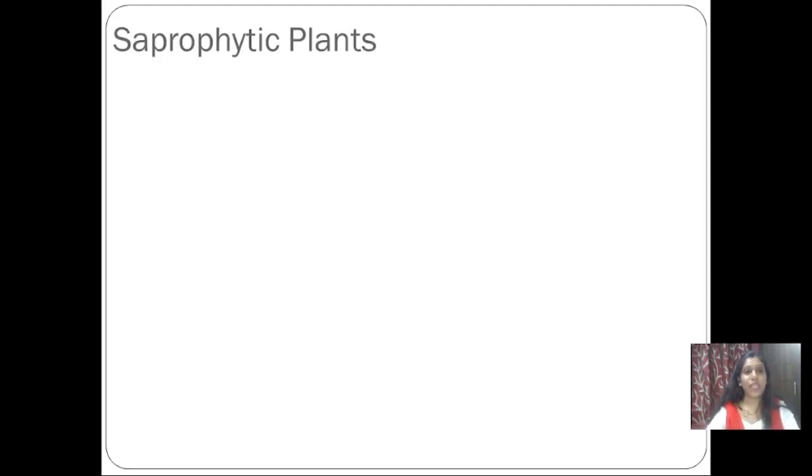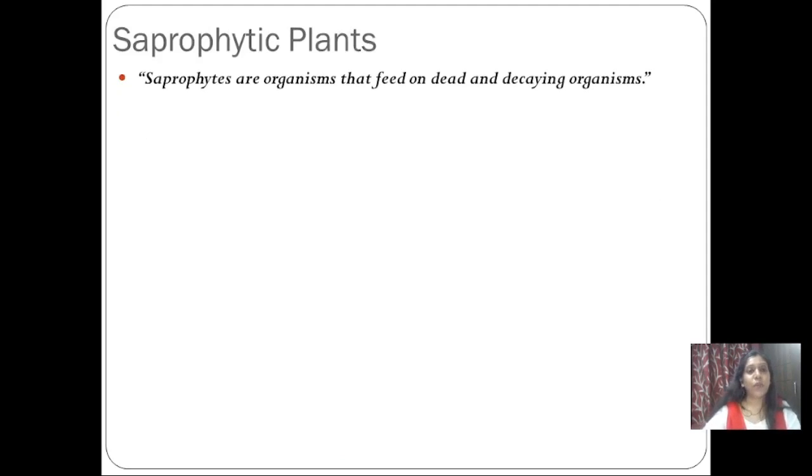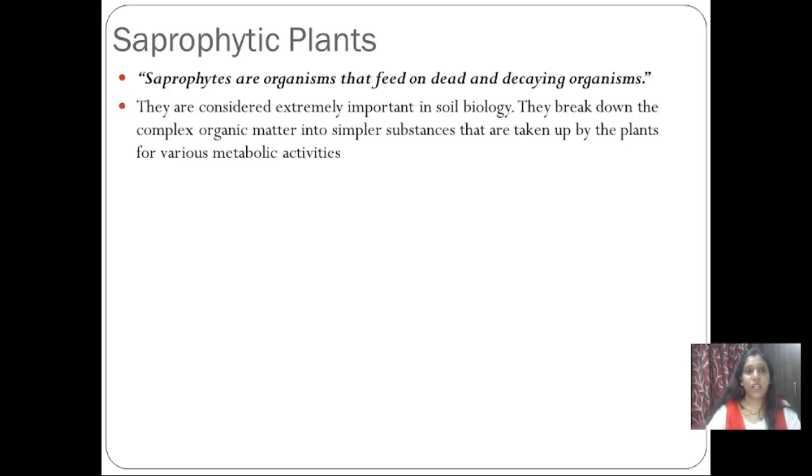Let us move to our next type, which is saprophytic plants. Saprophytes are organisms that feed on dead and decaying organisms. They are considered extremely important in soil biology. Why? Because they break down complex organic matter into simpler substances that are taken up by the plants for various metabolic activities. So, as you can see, saprophytes are very important.